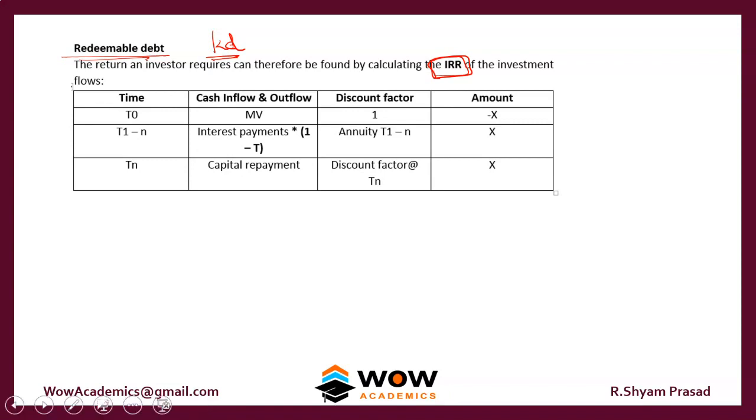The first row refers to the market value. The second row refers to the interest payment. If the question asks you post-tax, then it is 1 minus t. If it asks for pre-tax, then 1 minus t is not there. Usually the question will ask you post-tax only, so 1 minus t will be there, and the last number is capital repayment. So we have to do these things: annuity factor, discount factor, and these amounts. So we'll just look at how it works.